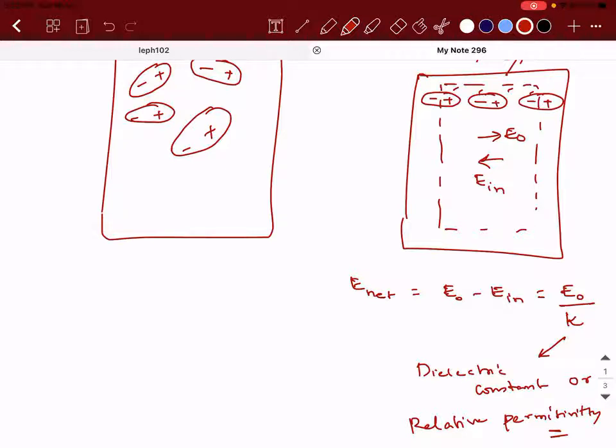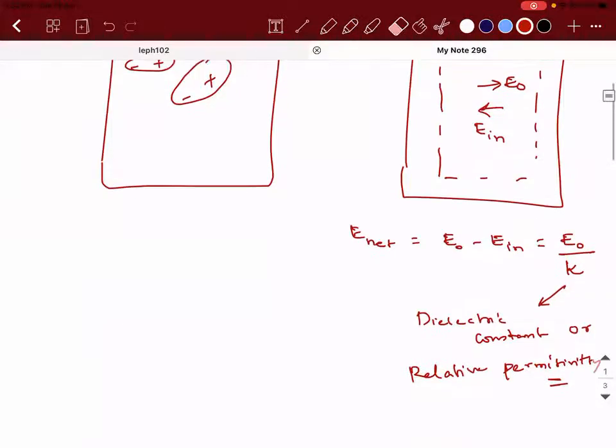Write it like K and turn it at the bottom. Okay. So some books refer to it as epsilon R also. Epsilon R stands for relative permittivity. Both are the same. Dielectric constant or relative permittivity both mean the same.